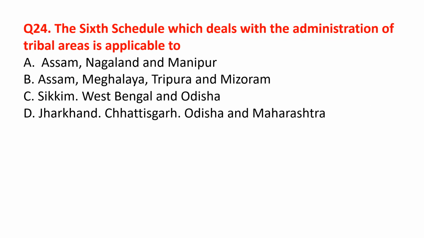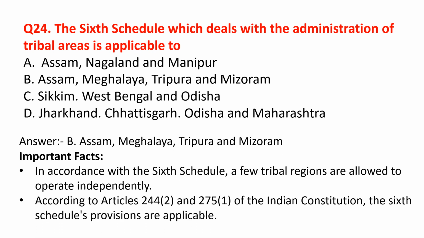The sixth schedule, which deals with the administration of tribal area, is applicable to Assam, Meghalaya, Tripura and Mizoram. So the correct option is option B. Let us know some important facts. In accordance with the sixth schedule, a few tribal regions are allowed to operate independently. According to Articles 244(2) and 275(1) of the Indian Constitution, the sixth schedule's provisions are applicable.